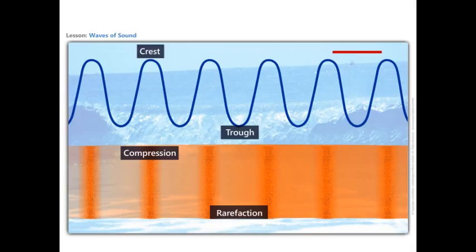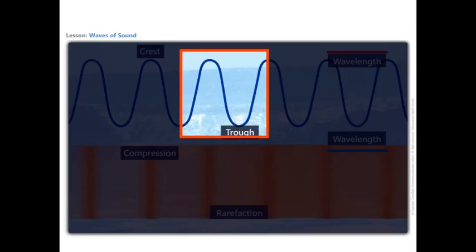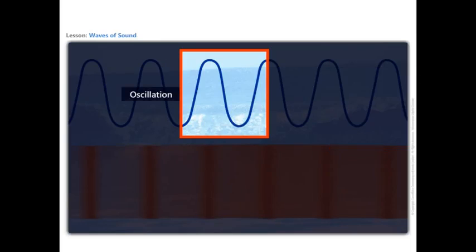The distance between two consecutive compressions or two consecutive rarefactions is called wavelength. The wavelength is represented by lambda and measured in meters. One maximum crest and the minimum trough form one single oscillation. A wave is composed of several such oscillations.